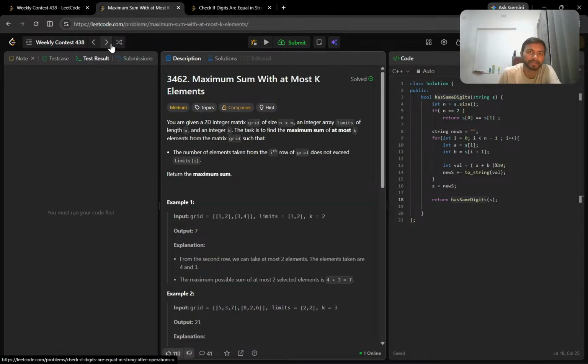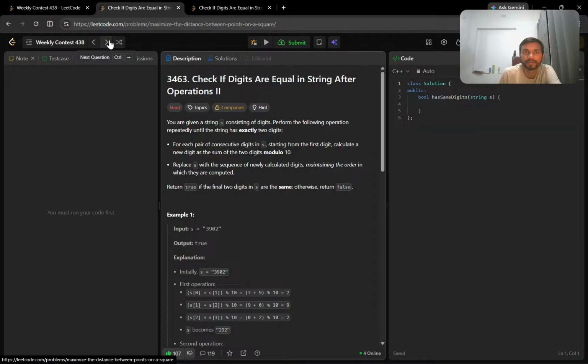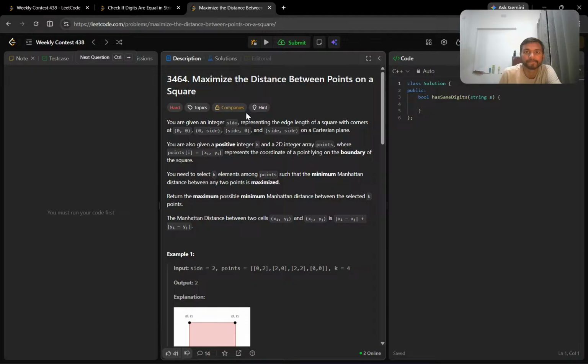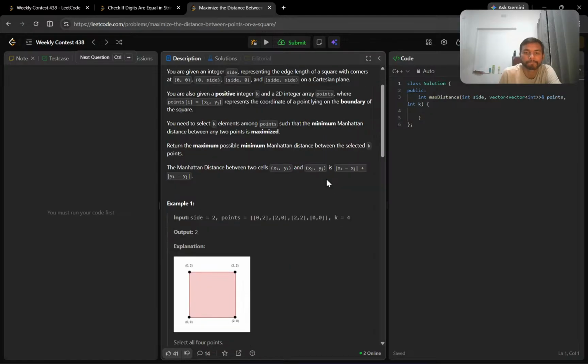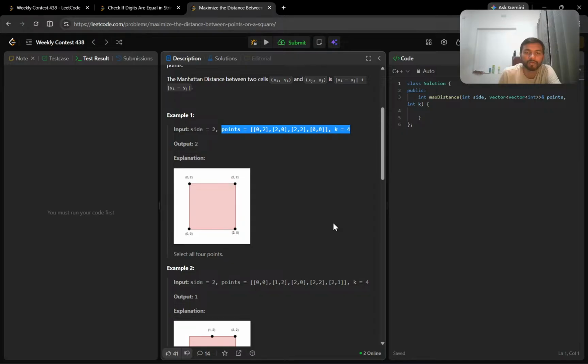And I'm also taking the leap. Has same digit. Maximum distance between the point on the square. You are given with this coordinates k 4. Select all 4 points.